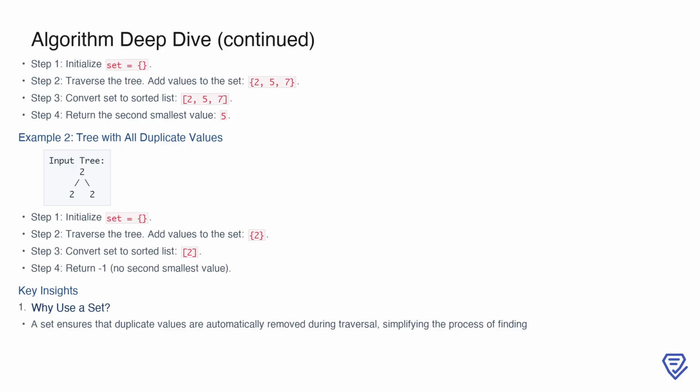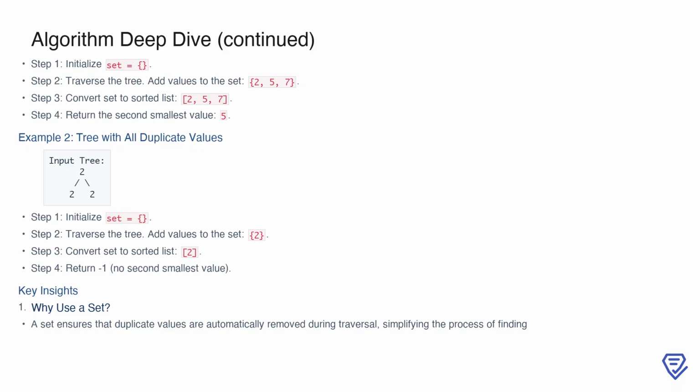As we traverse the tree, we add the values 2, 5, and 7 to the set, resulting in a set of unique values 2, 5, 7. After traversal, we convert the set into a sorted list 2, 5, 7. The second smallest value, located at index 1, is 5, which becomes our output.